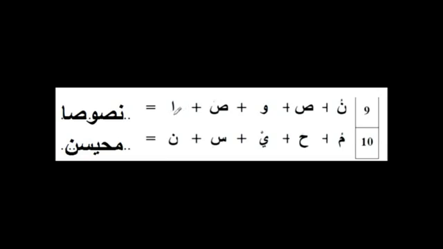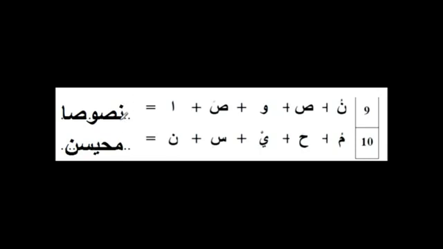Followed by the alif. So we said that when we have double fatha, it makes the n sound, and we have to follow it by a silent alif. Nususan. We would write it like this, as you can see.